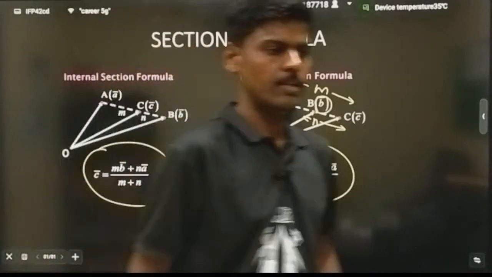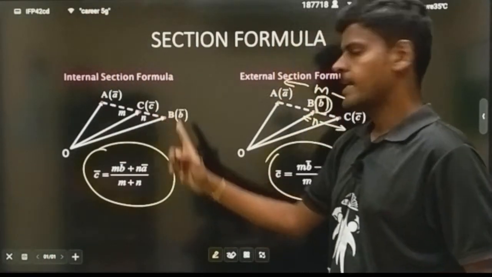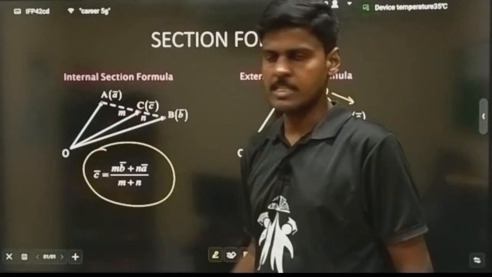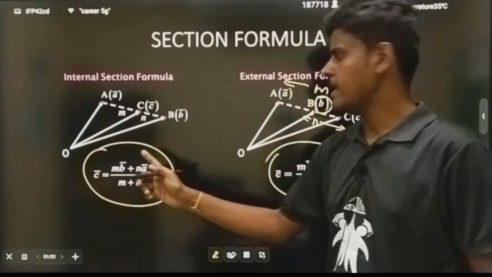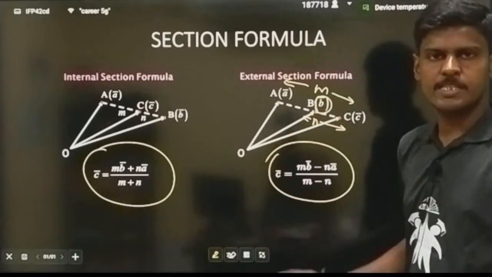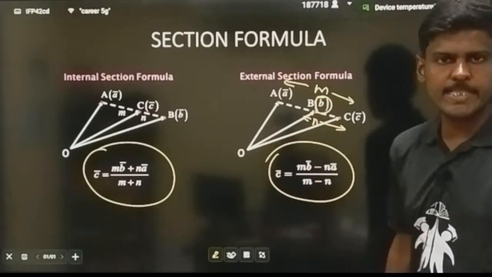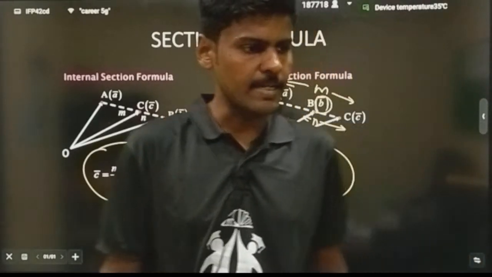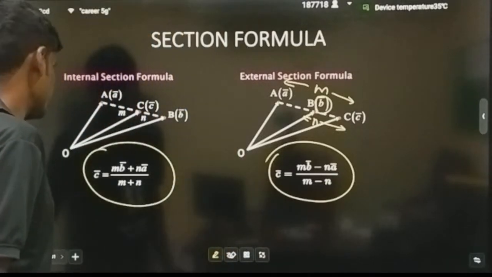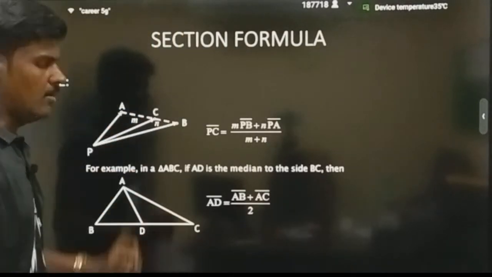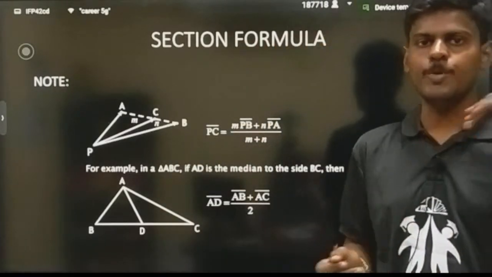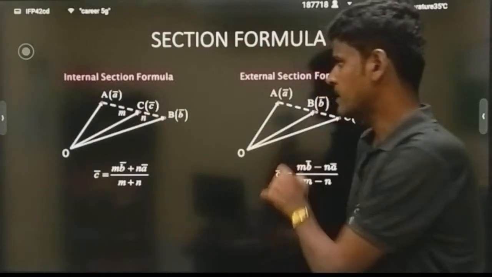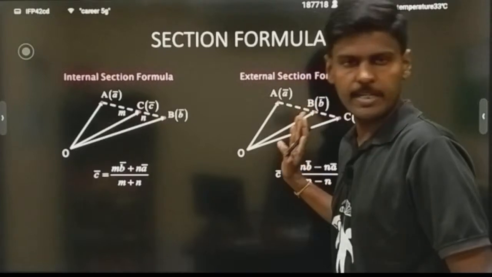That is enough. Okay, again I will repeat. Internal section is given by this formula, M into B vector plus N into A vector by M plus N. External section is given by M B vector minus N A vector by M minus N. Again, this B vector, C vector, A vector are position vectors in the previous slide. These are all position vectors.